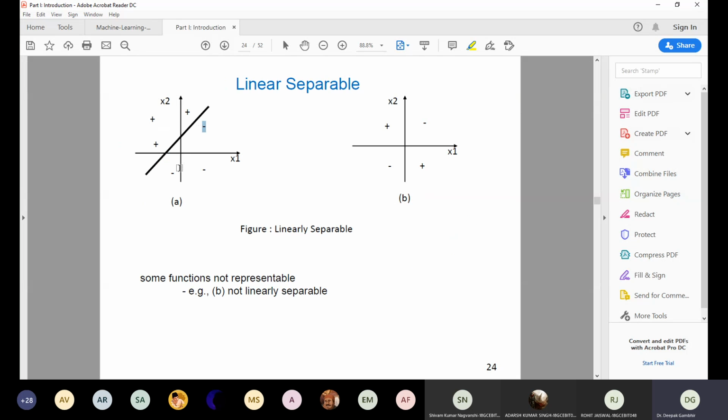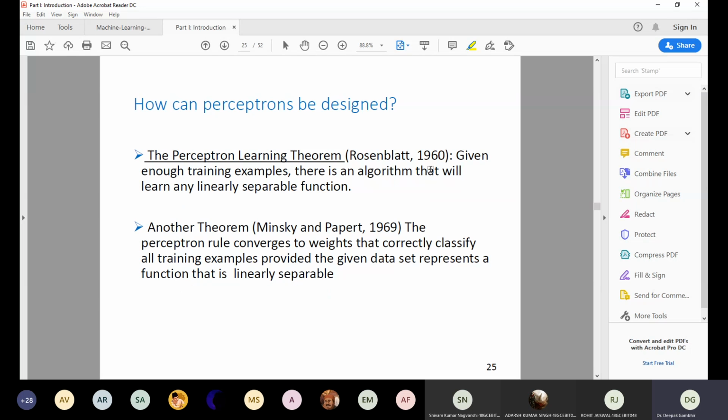Some of the examples we have taken are positive, some of them are negative. If a line is able to separate the positive examples from the negative examples, then that is linearly separable. If somehow the positive examples are not able to be differentiated from the negative examples, then it is non-linearly separable. So perceptrons are the ones that can only do the linear separation. They were not able to do the non-linear separations.